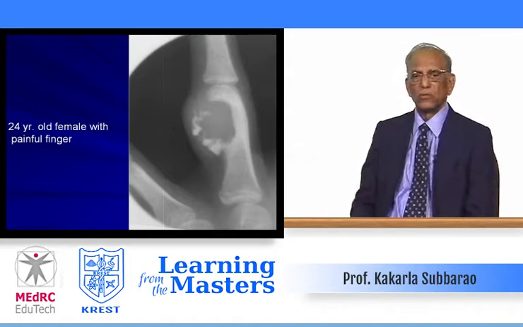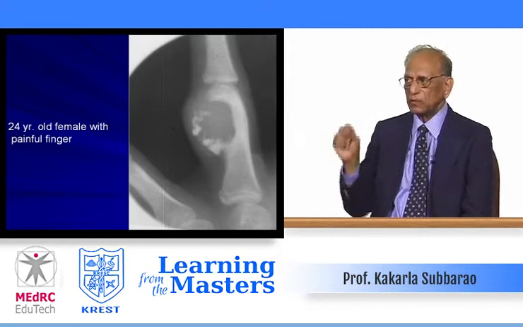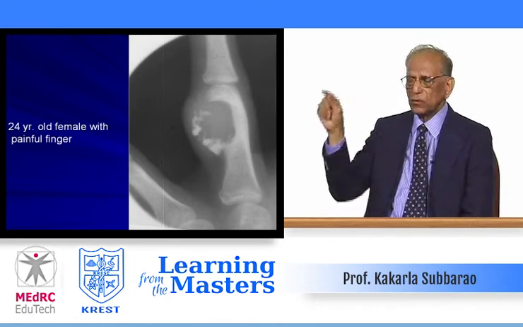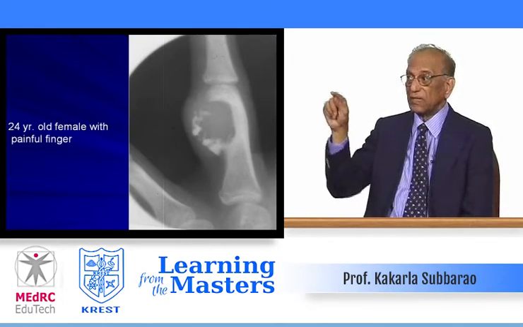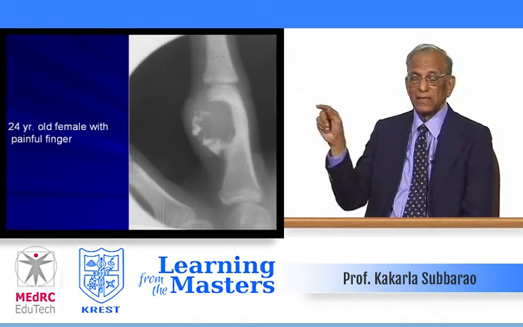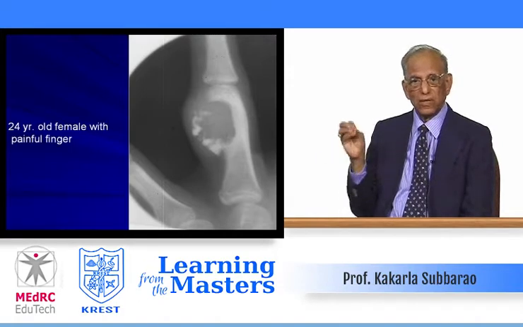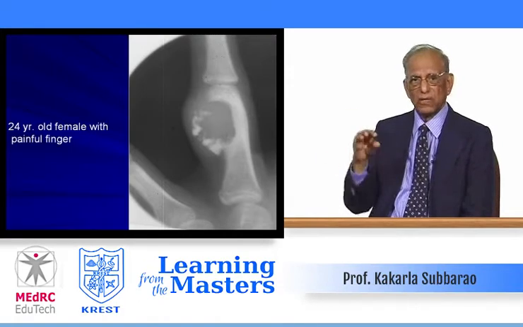Another 24-year-old female with painful finger. And then you could see a soft tissue swelling, multiple nodular type of ossifications and calcifications, and erosion of the phalanx with reactive sclerosis surrounding it. That indicates it must be chronic. Chronic of long-standing duration. Make your diagnosis.